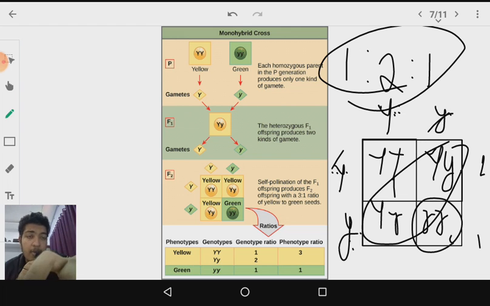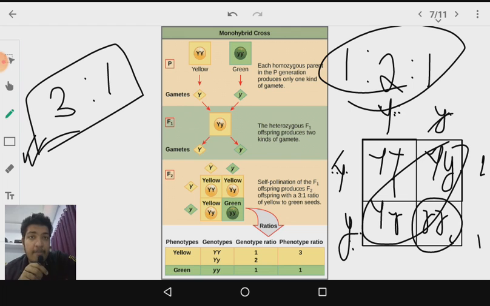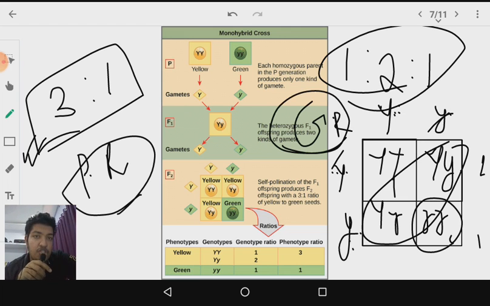So here the number of yellow seeds is going to be 3 and the number of green seeds is going to be 1. So this is going to be the phenotypic ratio of a monohybrid cross. So in general, for any monohybrid cross, the genotypic ratio is going to be 1 is to 2 is to 1, and the phenotypic ratio is going to be 3 is to 1. So this is the phenotypic ratio and this is the genotypic ratio. These two you have to study, the phenotypic ratio as well as the genotypic ratio.